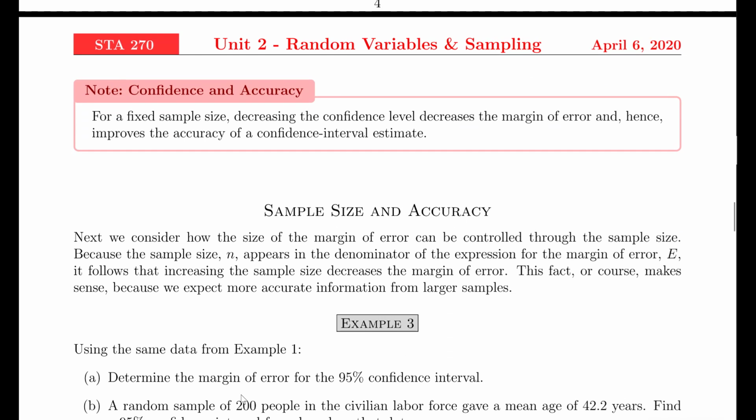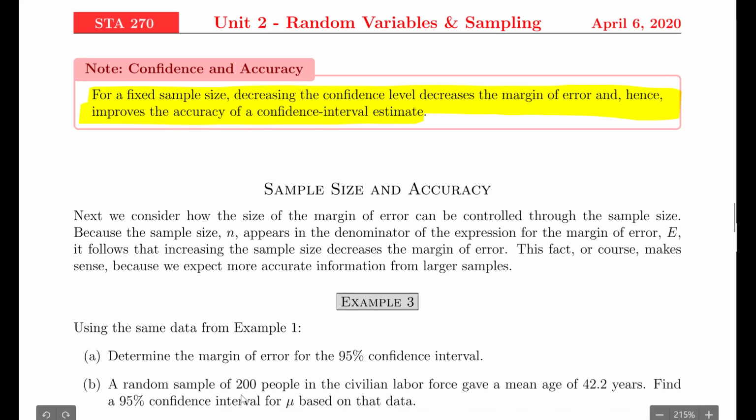So when we look at what I just mentioned, for a fixed sample size, decreasing the confidence level decreases the margin of error and improves the accuracy of a confidence interval estimate. So hopefully intuitively that makes sense to you. If we wanted to be 50% confident that our mean lies within 2 values, we're going to have a very, very, very narrow range or margin of error in the case of whatever the problem might be.